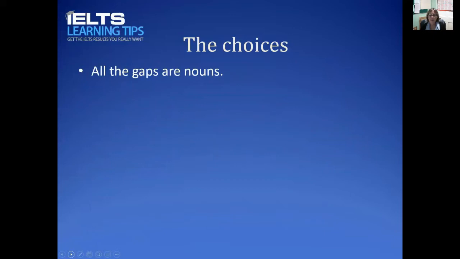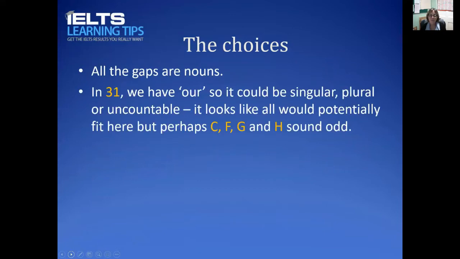All the gaps are actually nouns. In number 31, we have our before the text, before the gap. So this could be singular, plural, or it might be uncountable. So we can see which ones would fit. All of them probably would fit grammatically. But if we look at C, F, G, and H, and if you want to go back and check those, you can, they sound a little bit odd. So probably not those, but it could be any of the others.